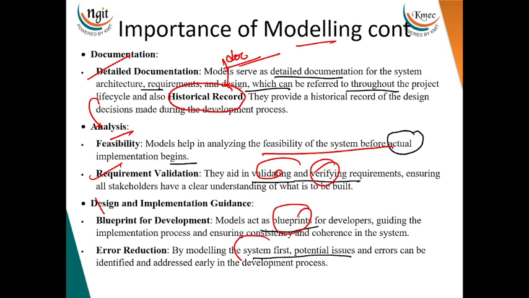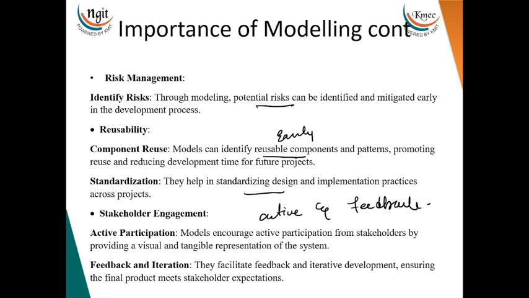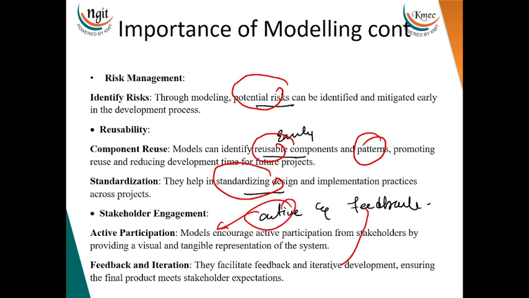Development error deduction comes down. Once your blueprint is ready, we are able to reduce the errors. Once the blueprint is ready, we can do risk management for potential risks. Reusable: with the blueprint, we can see which are the reusable components and what patterns you can use. We can standardize this, and we can use stakeholder participation, and based on that stakeholder participation, we can also get feedback. Once we get feedback, we can develop our model very well.